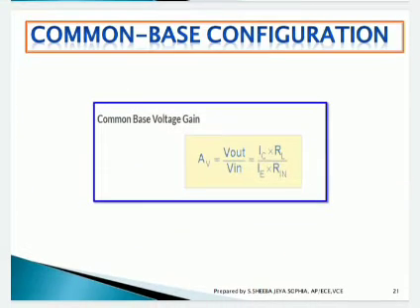Moving to the common base voltage gain, this is one of the important parameters since it is used in problem solving. Voltage gain AV is equal to Vout divided by Vin, where the output is based on collector current, so IC into RL, divided by the input, which is based on emitter current, so IE into RN. So this is the common base voltage gain.